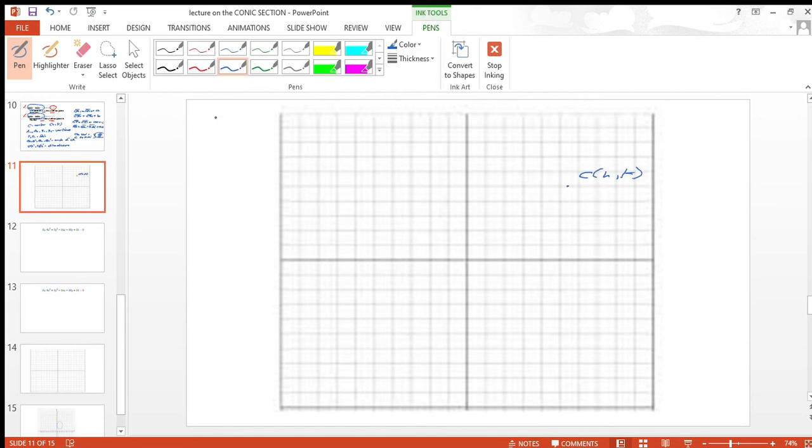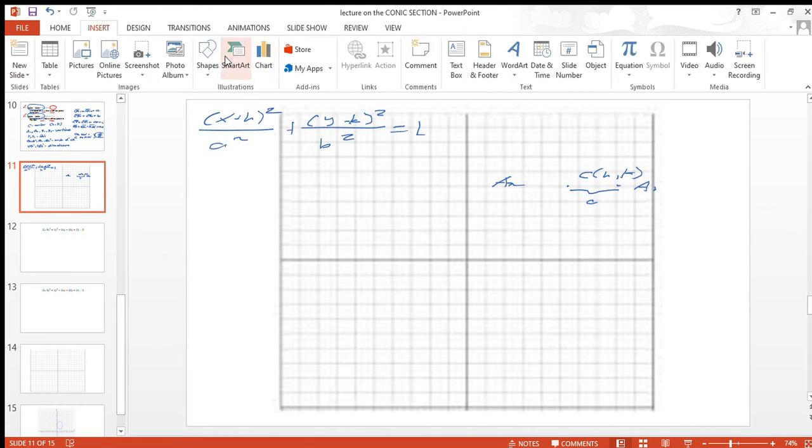So let's say we are considering the standard form x minus h, the quantity squared over a squared, plus y minus k, the quantity squared over b squared equals 1. So this is our ellipse with center at HK, major axis parallel to the x-axis. So the next thing that we will consider is our major axis. So let's say that's our A1, that's our A2. Distance from center to A1 is A. Distance from center to A2 is also equal to A.